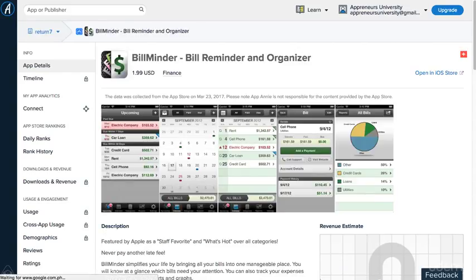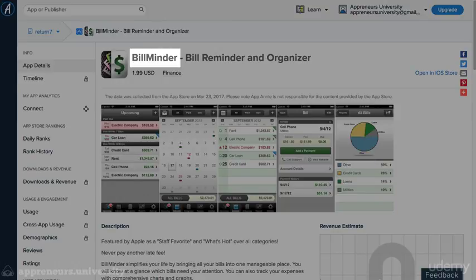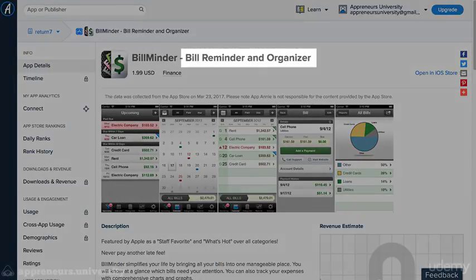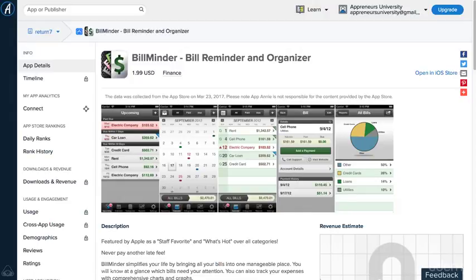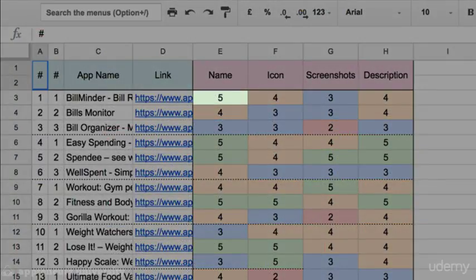Let's start from the name. It uses a unique name, BillMinder, which is good because it distinguishes it from other apps, and uses keywords for search optimization: Bill Reminder and Organizer. This is the most common approach, and basically there is nothing wrong with it. That's why we give it a 5 out of 5 points in our spreadsheet.